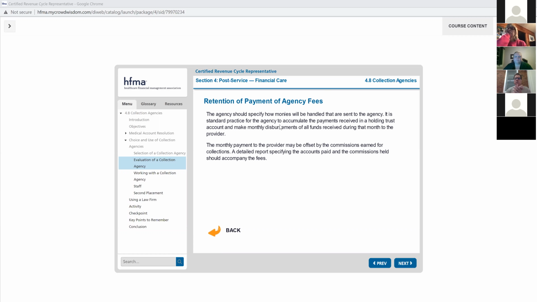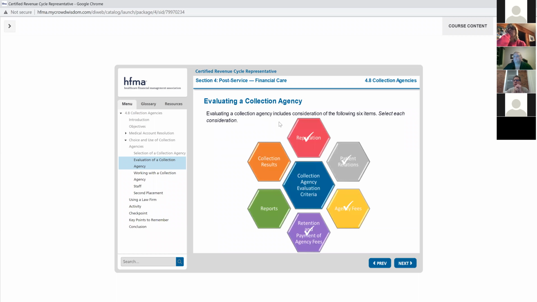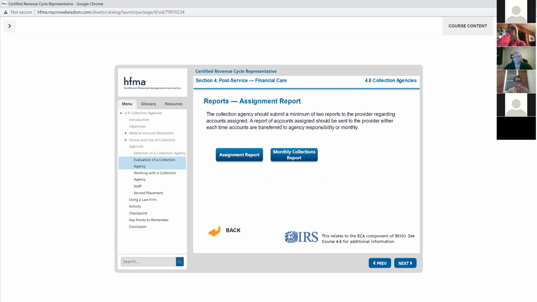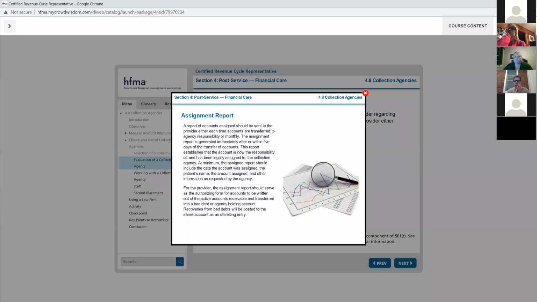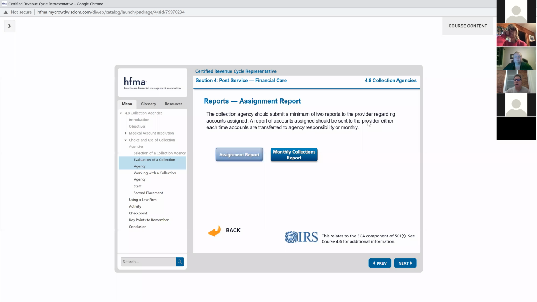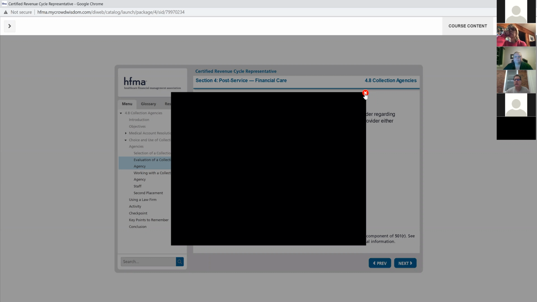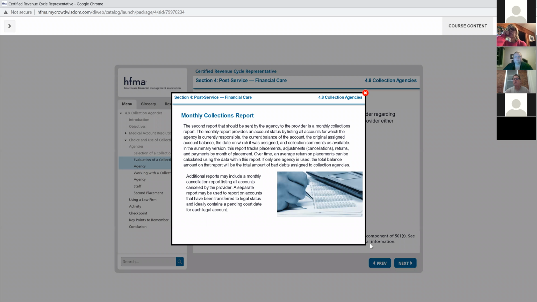Reports, 2 types of reports that the agency should provide. One is an assignment report, whether it be weekly or monthly. Whenever they have a placement, they should give you an acknowledgement report, an assignment report, and also a monthly collections report. Those are the 2 reports that you must get from your agency, aside from any other ones you may request.